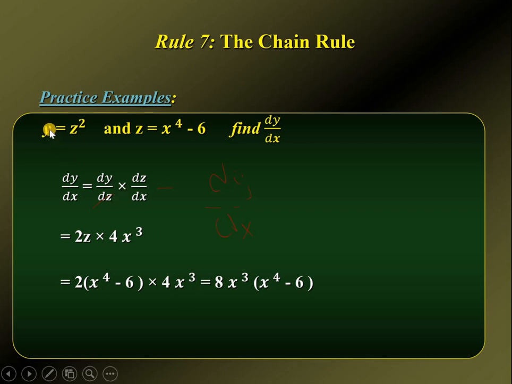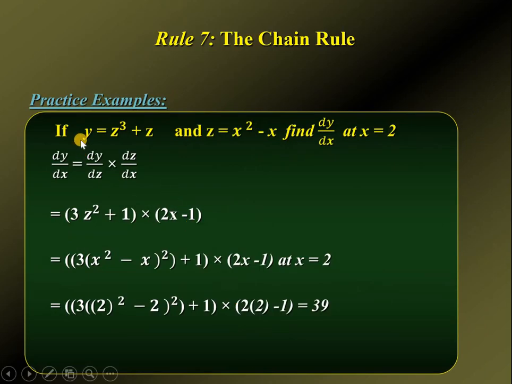Again, the derivative dy over dz and then dz over dx. Multiplying, you will get dy over dx, because I can cross out dz with dz to get dy over dx. And replace z by the given function x power 4 minus 6, remove the brackets and multiply to get 8x power 3 times x power 4 minus 6. 2 times 4 is 8x power 3 multiplying x power 4 minus 6.